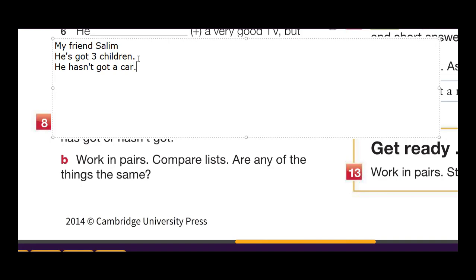Write some sentences. He's got 3 children. He hasn't got a car. Okay. So you can write these sentences in the comment down, and I will check. If there is any mistake, I will correct it. Okay?